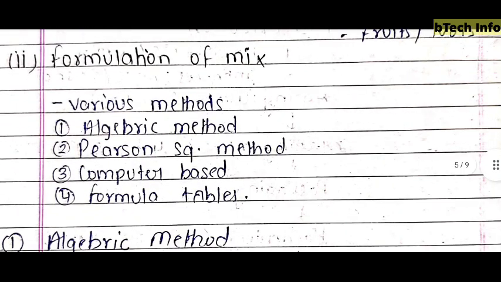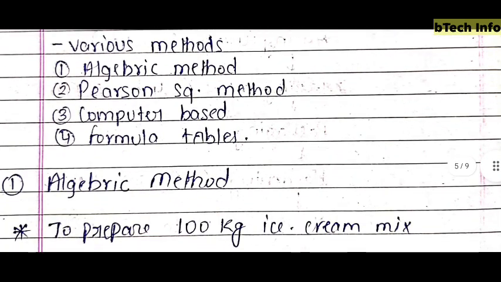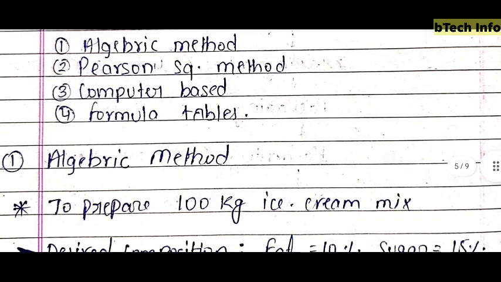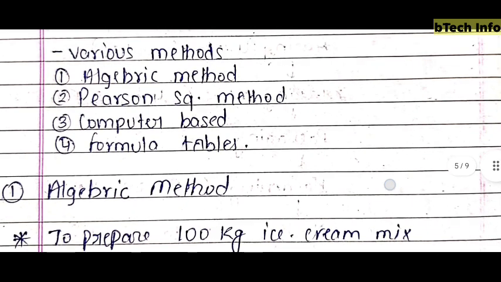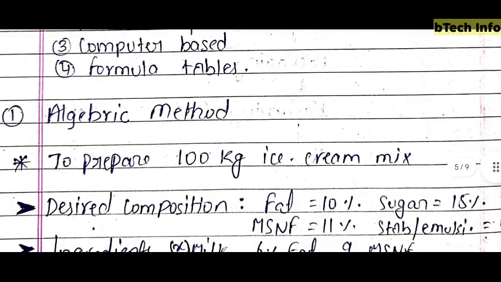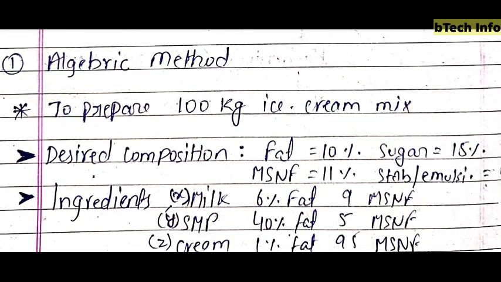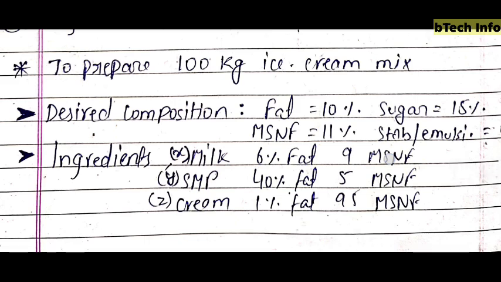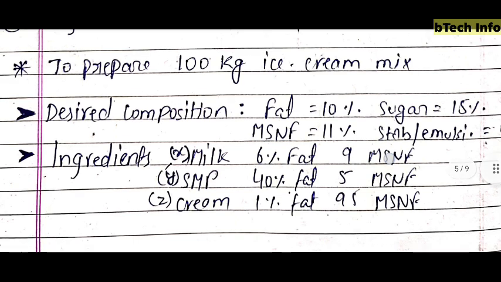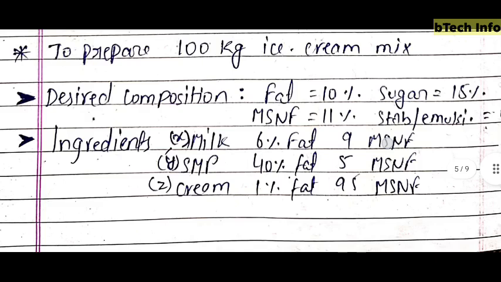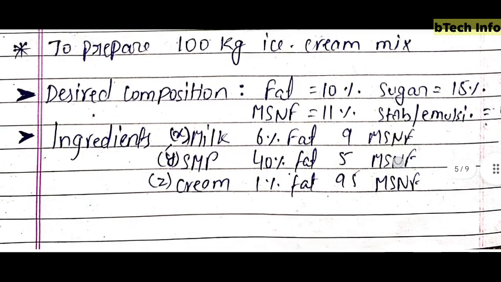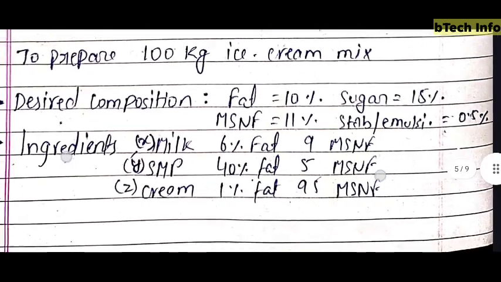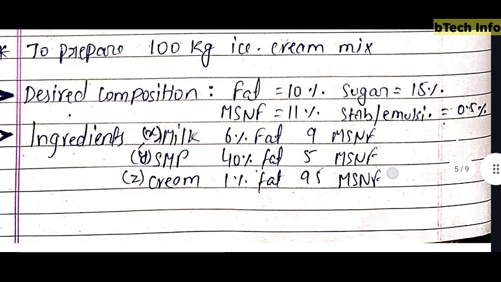Second step is formulation of mix. We have various methods: algebraic method, Pearson square, computer based, formula tables. We will understand the first one, the algebraic method. Now we have to prepare 100 kg of ice cream mix, and we are given the desired composition of the ice cream mix: fat of about 10%, sugar 15%, SNF 11% and stabilizer 0.5%. So we are given this desired composition.